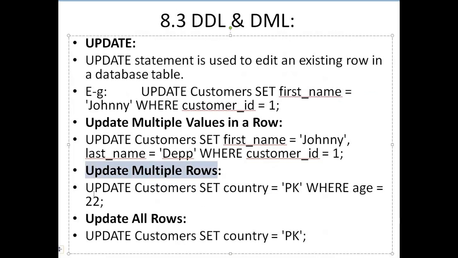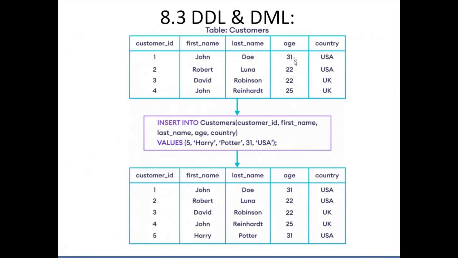Update multiple rows. If you want to update multiple rows, you can do so by using this command. Update customer, set country equals to PK where age equals to 22. So over here, wherever the query is going to find 22 as age, for example, right now we can see there are 2 records matching that criteria, over there the country name would be changed from whatever it currently is to PK.